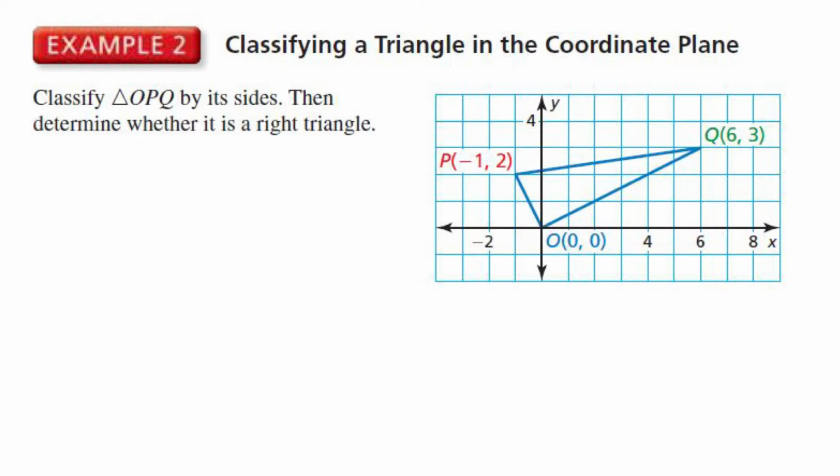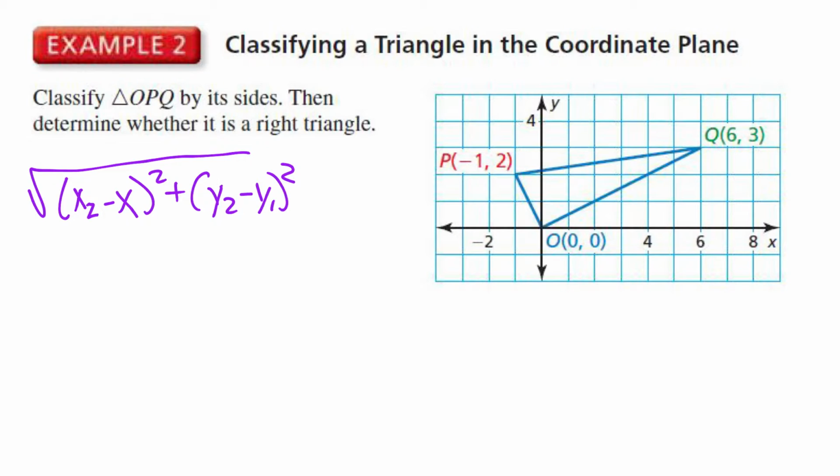So in this example, classifying a triangle in the coordinate plane. Classify the triangle OPQ by its sides. Then determine whether or not it is a right triangle. We need to classify it by its sides, but we need to determine the length of its sides. In order to do that, we need to use the distance formula. Recall from our previous lesson, the distance formula is the square root of the quantity x2 minus x1 all squared plus the quantity of y2 minus y1 squared.